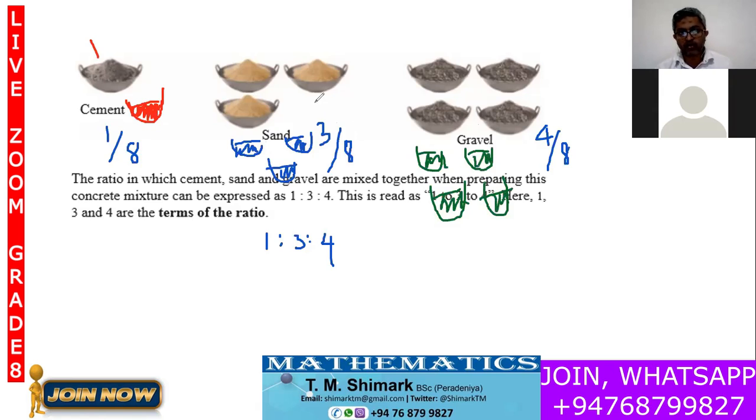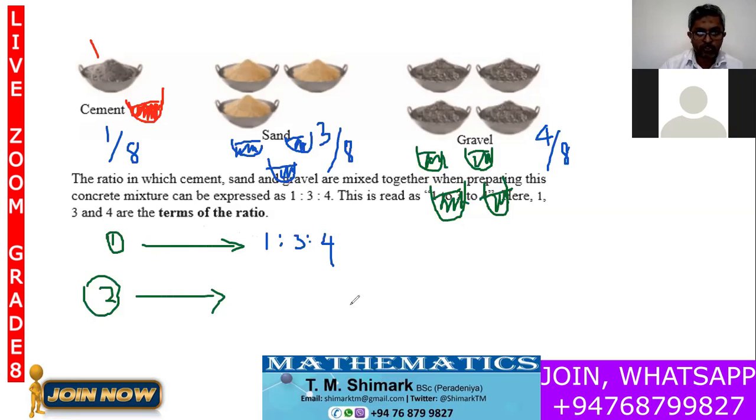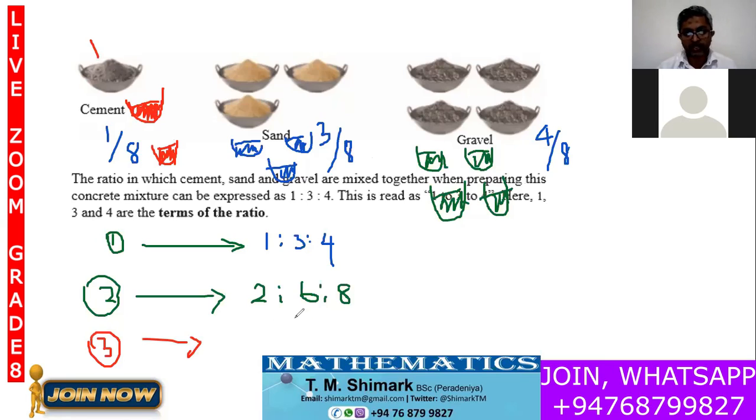So if I ask you for the new ratio, how is the ratio going to be? This is the first ratio I had. Now the new ratio is going to be 2:6:8. I can do many things like this. If I'm adding another cement, I have to add 3 more sand, 4 more gravel. What is the next relationship I can make here?